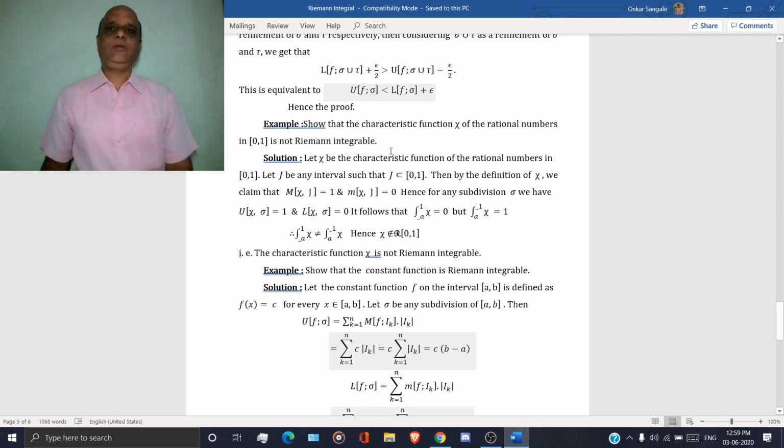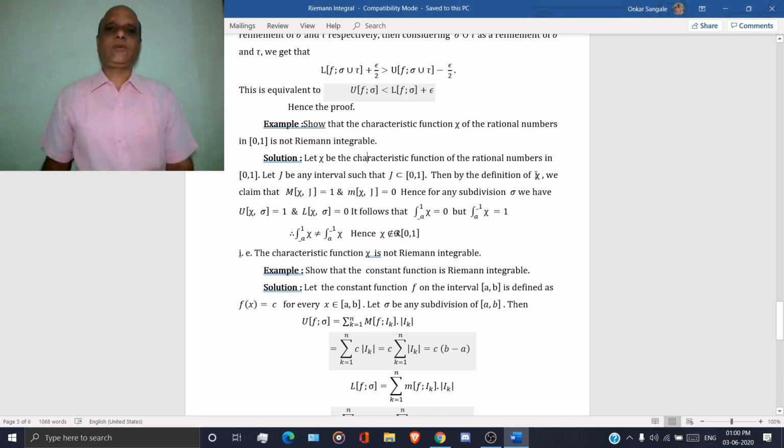First, we will see an example where the function is not Riemann integrable. The example is: show that the characteristic function chi of the rational numbers in the closed interval [a,b] is not Riemann integrable. Here we have to show that this function is not Riemann integrable, meaning by the definition we have to show that the upper integral and lower integral are not equal. Now, let chi be the characteristic function of the rational numbers in the closed interval [0,1]. Let J be any interval such that J is a subinterval of the closed interval [0,1].